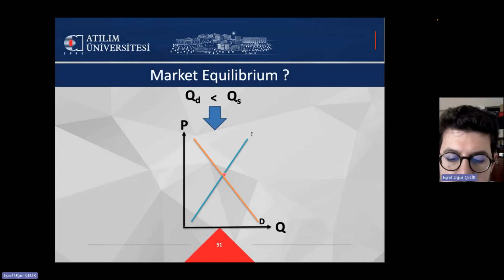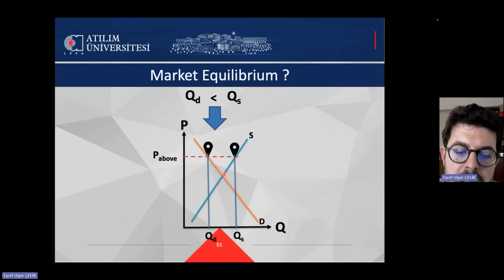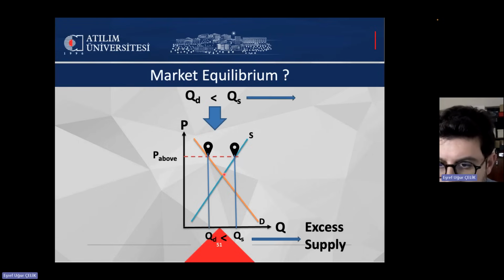Or some authority determines the price above the equilibrium price. This time the quantity supplied becomes greater than the quantity demanded. So that is called excess supply or surplus.